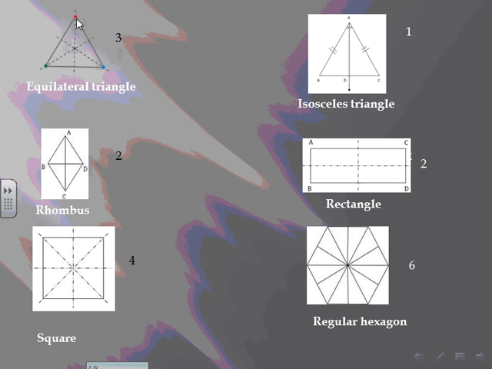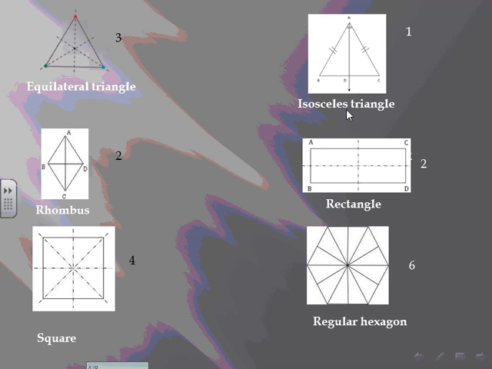If I draw a line from the red point, it cuts the triangle into two congruent parts or two equal parts. If I draw a line of symmetry from the blue point, it cuts the shape into two congruent parts or two equal parts, and the same from the green point. So how many lines of symmetry do we have here? We have three lines of symmetry.